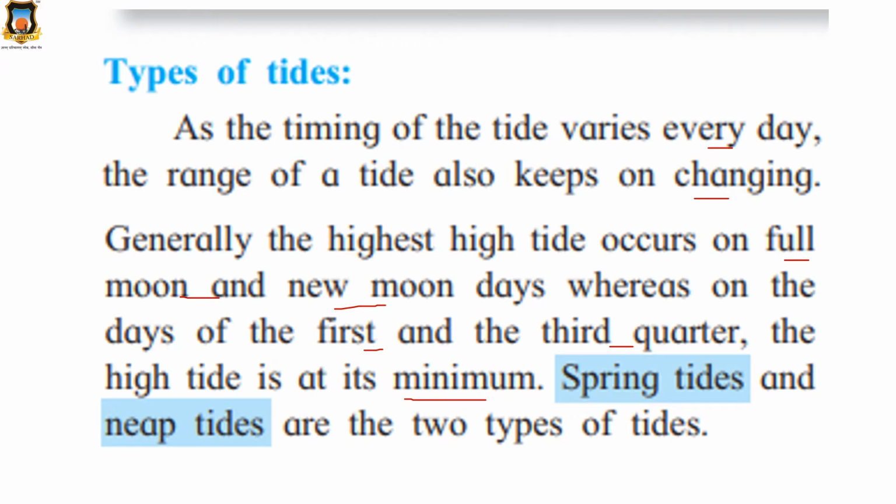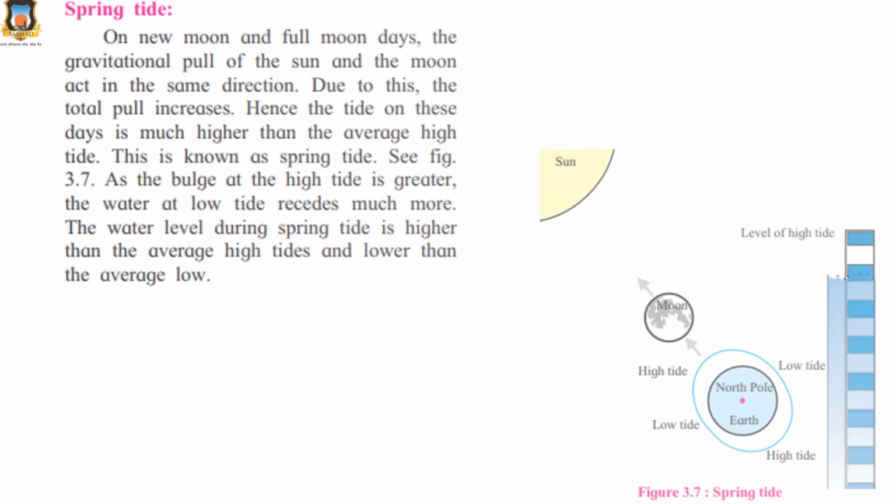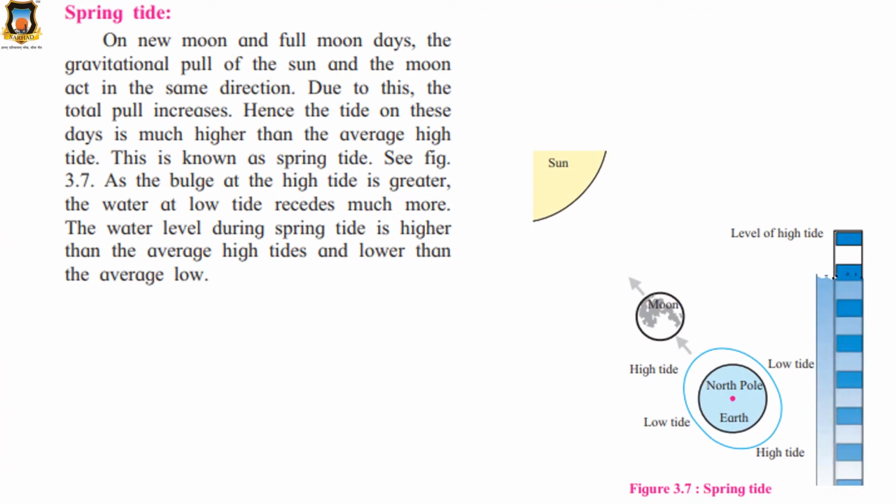Okay, so spring tides and neap tides are the two types of tides. What are the two types of tides? Spring tides and neap tides. Now we will see what is spring tide. Please listen carefully, all of you.